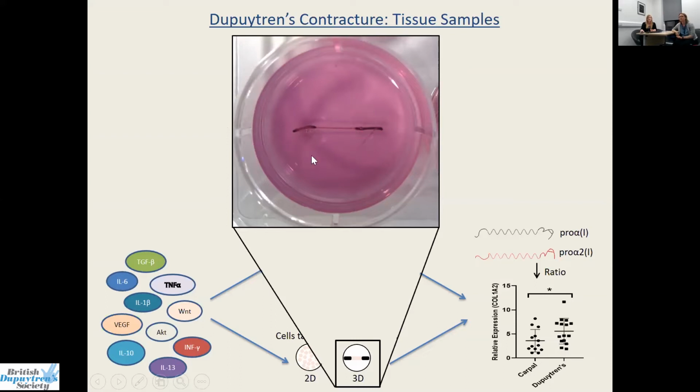And this is beneficial because this model simulates more closely the actual environment within the human body that these cells would experience. So they have all the 3D cell-to-cell contacts that they normally would, and they're also in tension. So it's a lot more representative of the environment that the cells are in normally.